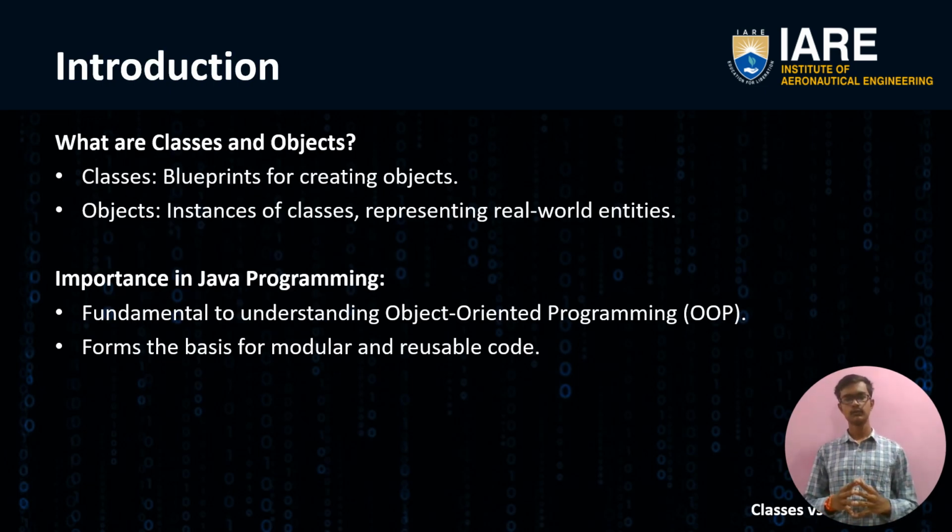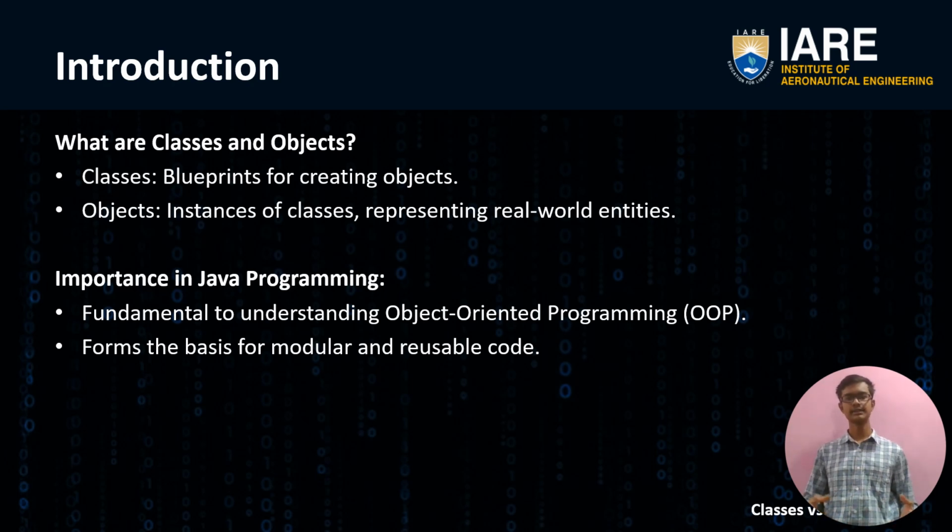Introduction. What are classes and objects? Classes are blueprints for creating objects. Classes are blueprints, or in other words, templates, which are used by us to create any object we need. And objects are simply known as instances of those classes, and they represent real world entities.